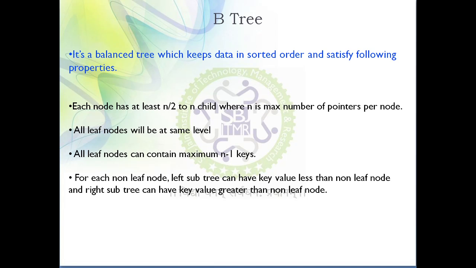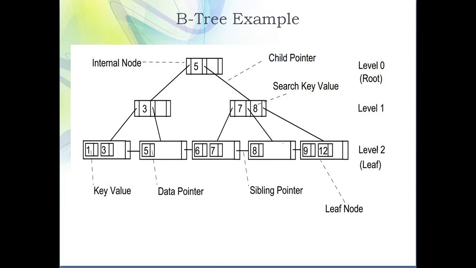But before discussing the properties, we should know the basic terminologies of a Btree. In case of a Btree, you find a node. This is a single node, and this is a pointer.